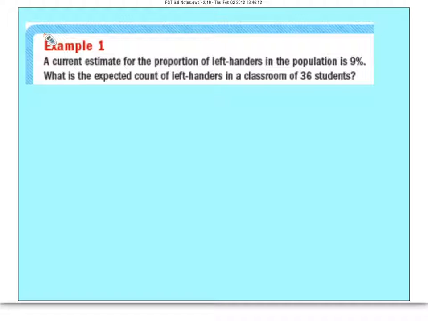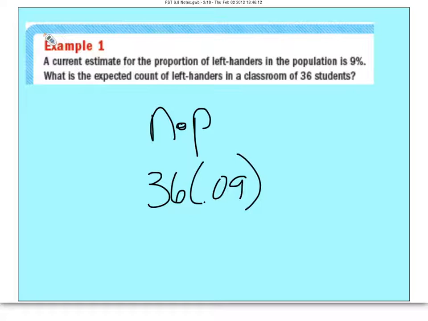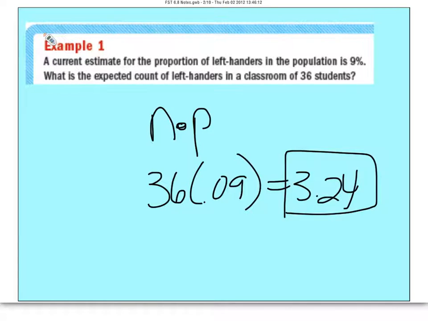So let's look at this one. A current estimate for the proportion of left-handers in the population is 9%. What is the expected count of left-handers in a classroom of 36? Well, easy enough. n times p. The count is 36. The probability is 0.09. You compute that: 3.24 left-handers, which again doesn't seem logical, but that's the answer. Do not round this up to 3 because this is the much better answer.